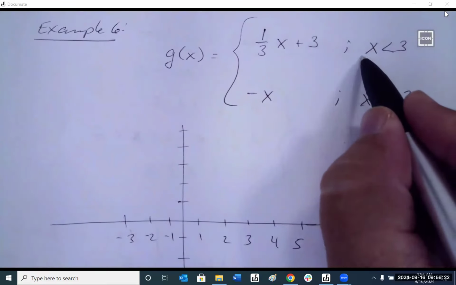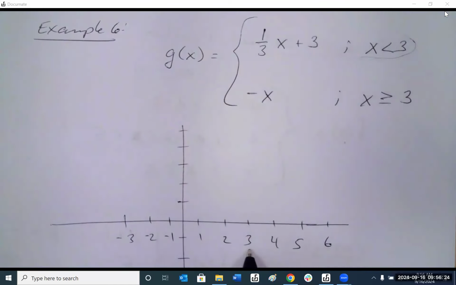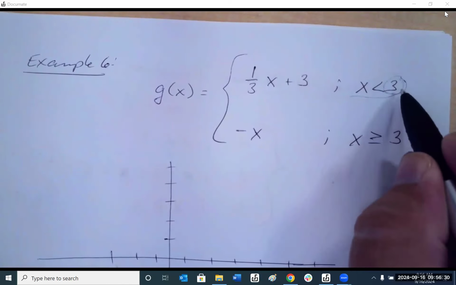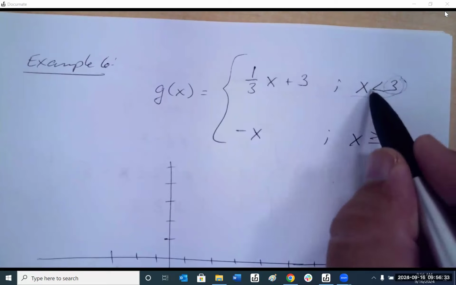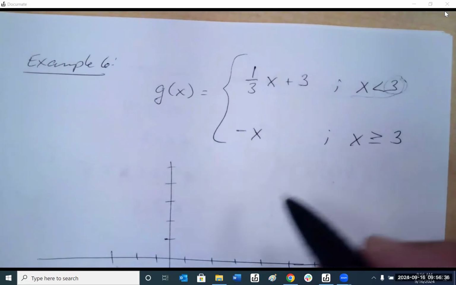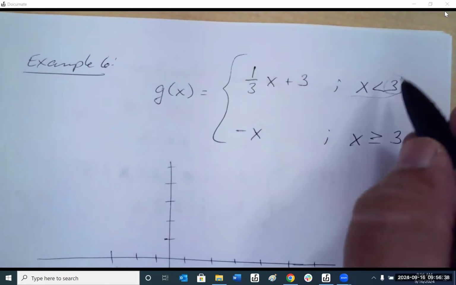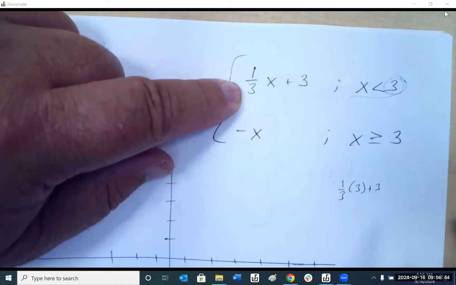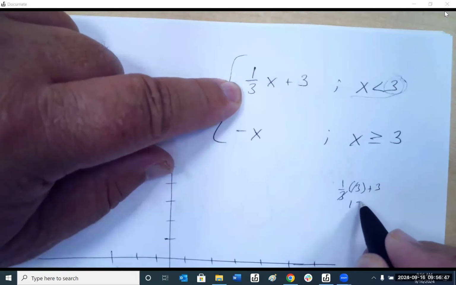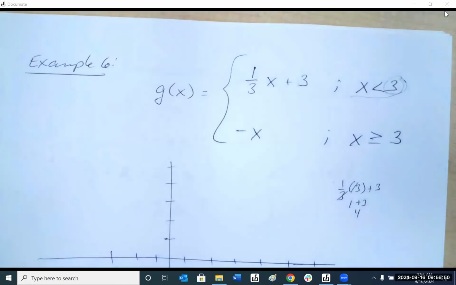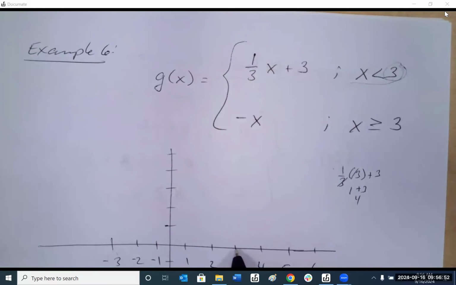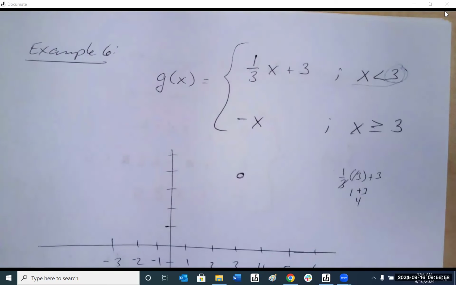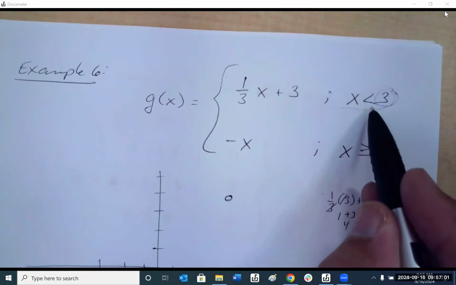All right, so this is for all x's less than 3. When we begin this, let's first start off at this point. Because it's a strict inequality, whatever we get, we'll put an open circle there. So if x is 3, we get 1/3 times 3 plus 3. The 3's cancel, so it equals 4. So when x is 3, y is 4. So we put an open circle there, because I cannot use that 3.